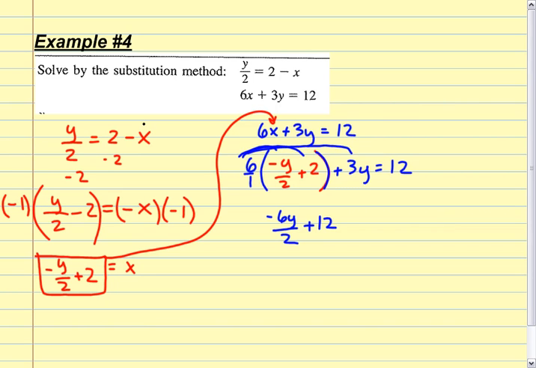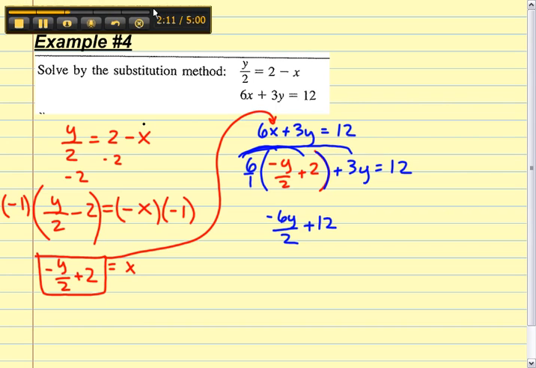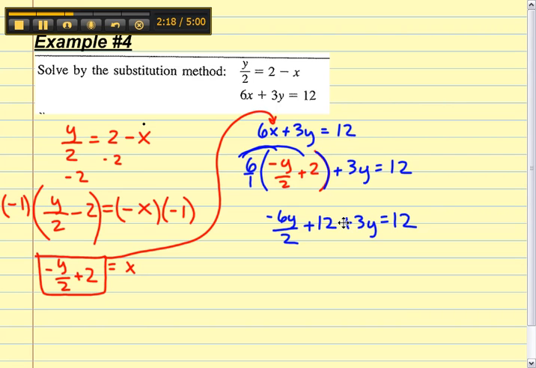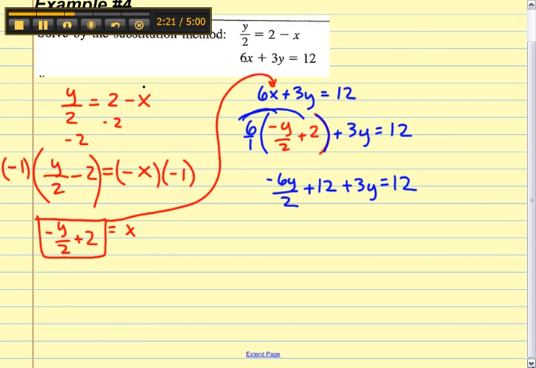And then, oh, whoa, where am I going with that line? I'm going to distribute that. Okay, plus 3y is equal to 12. Okay, all right, let's see what happens. So now, negative 6y over 2 is the same as negative 3y plus 12 plus 3y is equal to 12. Whoa, okay, all right. Where is this going? Let me combine the two 3y's here, the negative 3y and the positive 3y, and they just cancel out, and that leaves me with 12 equals 12.